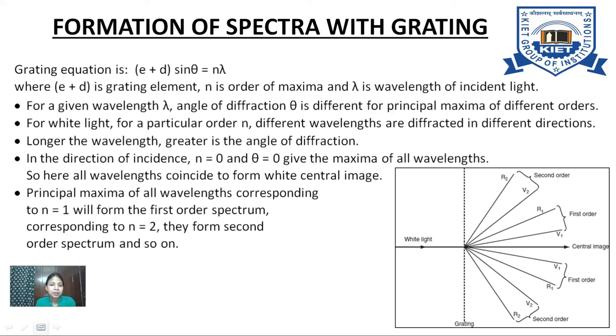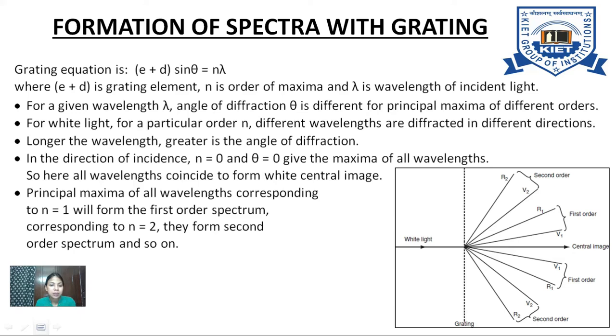The longer the wavelength, the greater the angle of diffraction. We know that red color has the longest wavelength, so red will be diffracted the most, and violet color has the shortest wavelength, so it will be diffracted the least. In the direction of incidence, that is n equals 0 and theta equals 0, we get maxima of all wavelengths. So here, all wavelengths coincide to form the white central image.